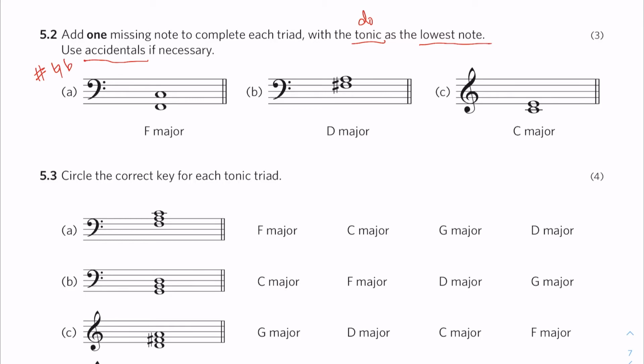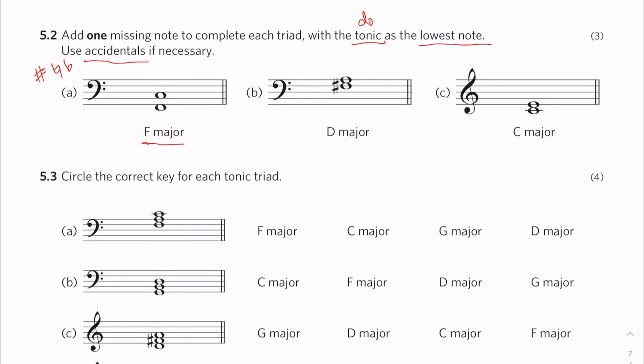Question A. We need to build a tonic triad of F major. So let's check to see if the bottom note is F. This is Good Burritos, right? So this is G falling down to F. In order to build a triad, you need to stack two notes on top of F. So the missing note here would be this one. And for the accidental, you just have to think of the key signature of F major.